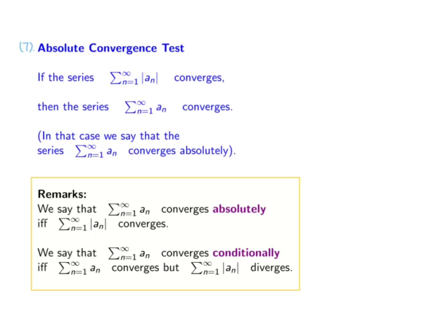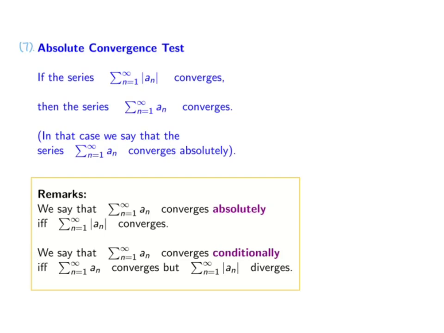However, there are also other series which converge themselves, but after taking the absolute value for each of the terms an, the new series no longer converges. The new series diverges. In this case, we say that this original series converges conditionally. Therefore, you can refer to these two remarks here.